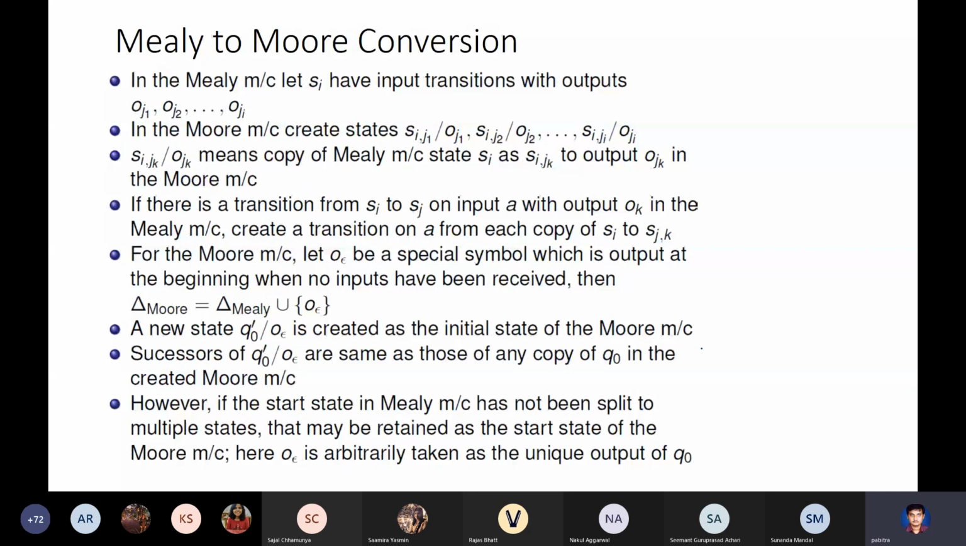If there is a transition from Si to Sj on input A with output OK, create a transition from each copy of Si to Sj. So if you have a transition with output OK from Si to Sj, it's like this. So if you have Si, you have Sj.